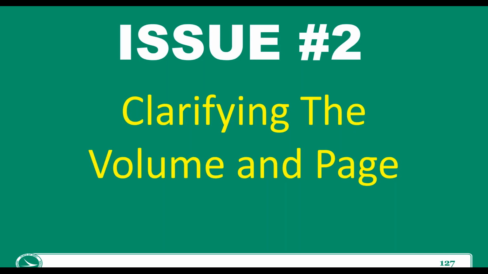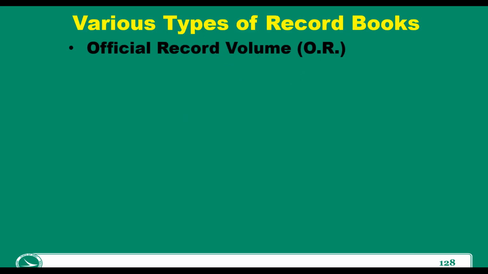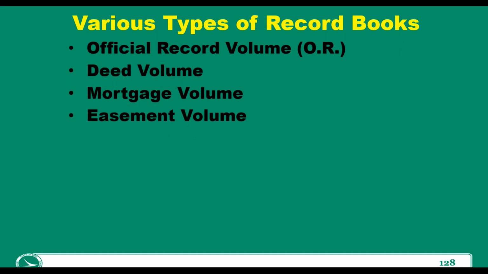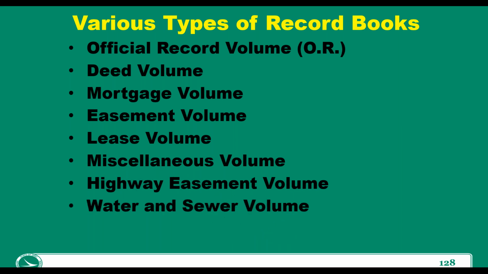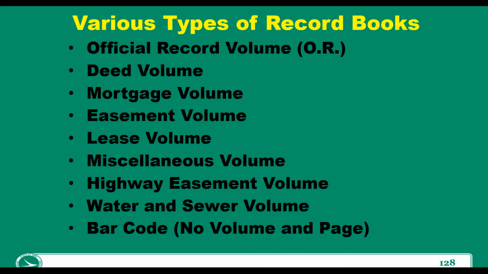So, issue 2, clarifying the volume and page. This is a pet peeve of mine. You're going to have the official records, deed volumes, mortgage volumes, easement volumes, lease volumes. As we just saw, miscellaneous volumes. One county that I deal with has highway easement volumes. They also have water and sewer volumes. And also, like we talked about, you're going to have barcodes with no volume pages but an instrument number.